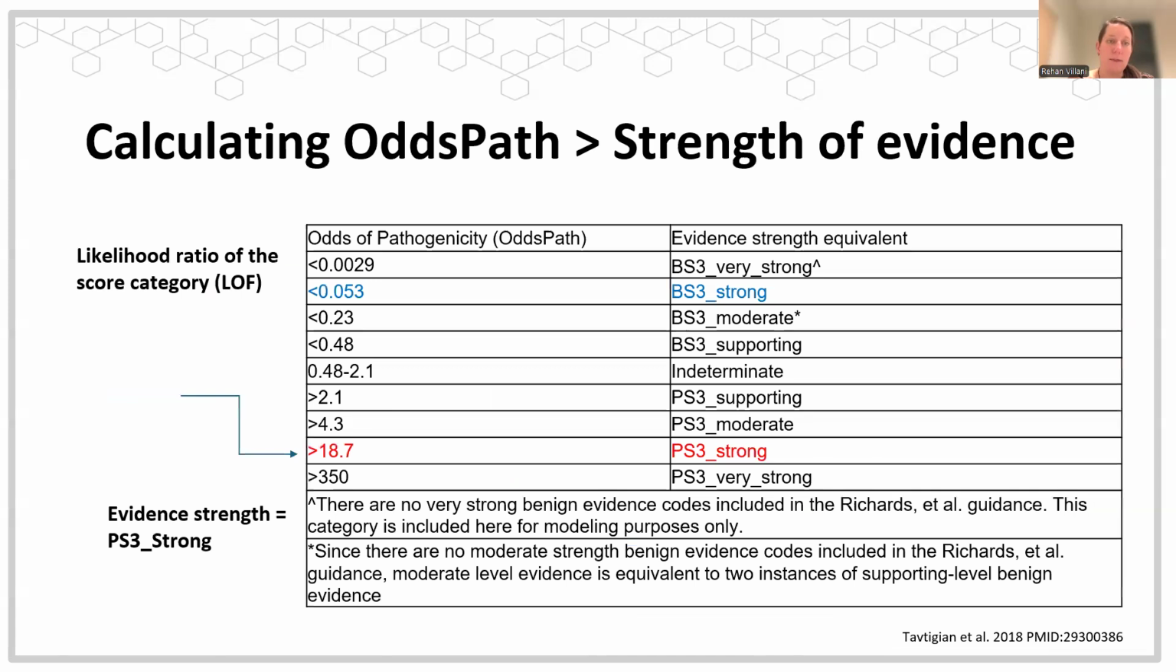So we can then compare this to the odds of pathogenicity thresholds that indicate evidence strength, as calculated by the Bayesian framework in 2018. So a likelihood ratio of 21.9 is above the odds of pathogenicity threshold of 18.7. In other words, a likelihood ratio of 21.9 correlates to an evidence strength of PS3, or strong evidence.